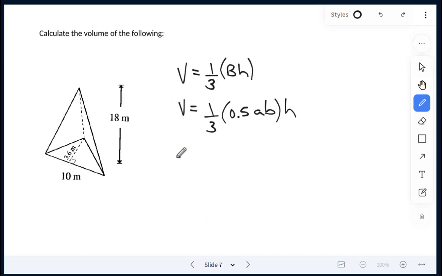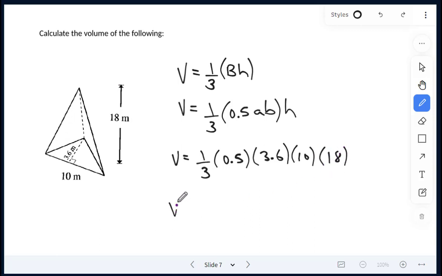So let's substitute everything in here. So 1/3 times 0.5 times the altitude, which is 3.6, times the base, which is 10, and multiplied by the height, which is 18. Okay, and that gives us our answer of 108 meters cubed.